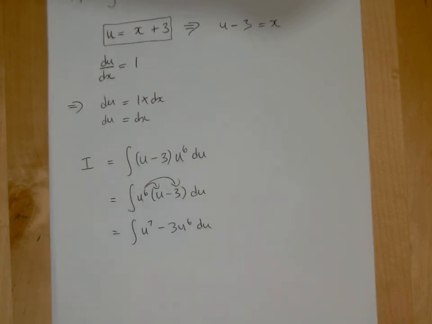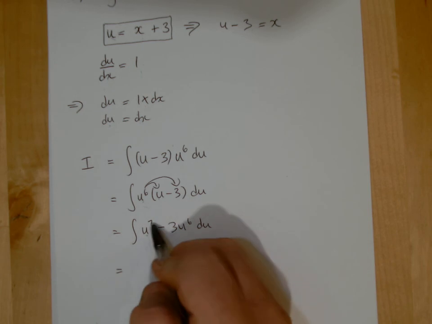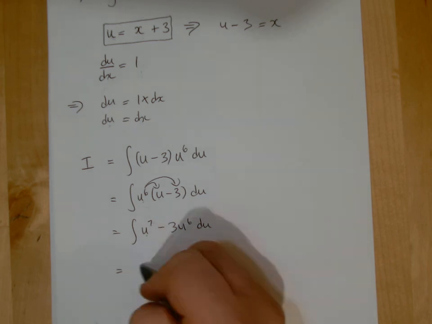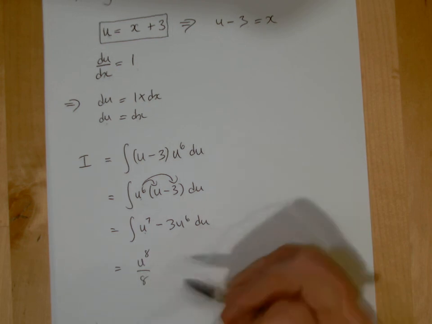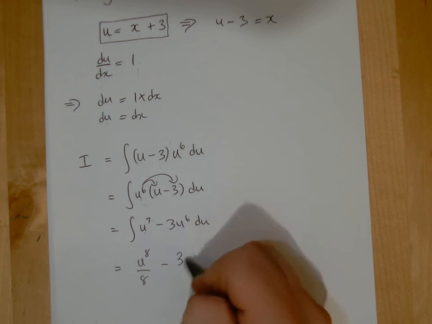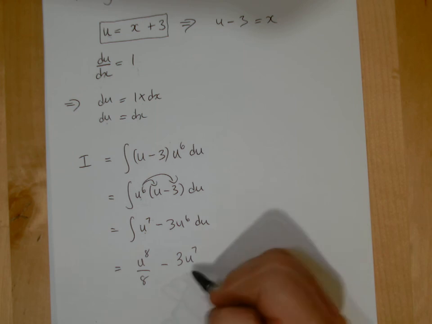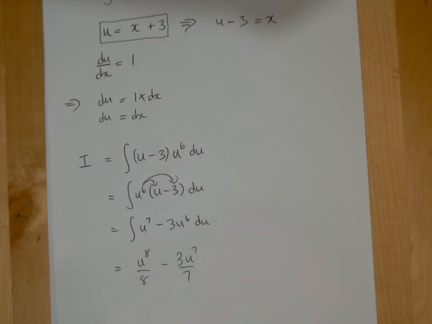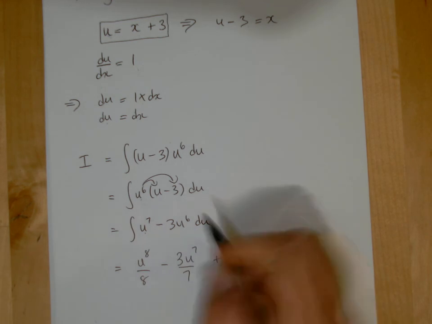So now we've got to integrate, and it's really easy to integrate because they're simple powers of the letter u. So all you've got to do is take u to the power 7, add 1 to it, so u to the power 8, and divide by that new power. So simple integration. 3u to the power 6 becomes 3u, add 1 to it, so you get 7, and divide by that new power. Integration without limits, so you need to put a plus c at the end.